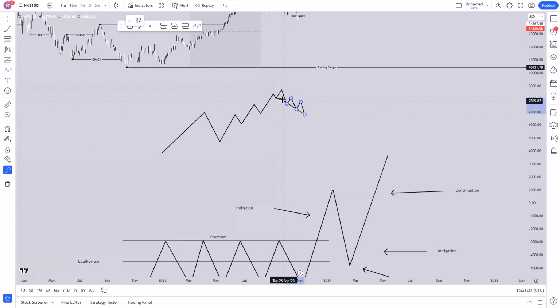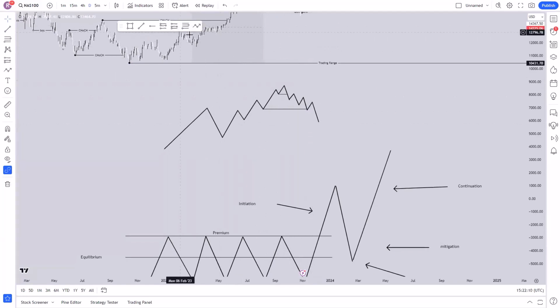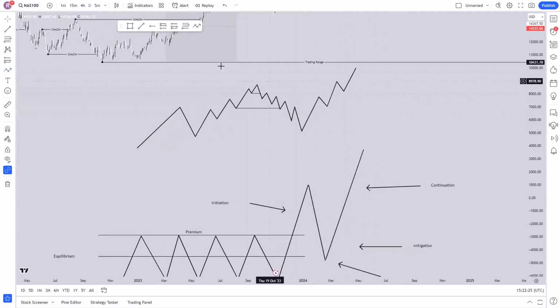But what happens now once we have this fractal change of character paired with an internal break of structure or an internal change of character, whatever you want to call it. What does that signal? Market structure shift. So not really a market structure shift, but it basically signals that we are now getting that whole swing leg back into the previous discount. Okay, so this is where you can now predict, quote unquote, that we are getting those swing pullbacks.